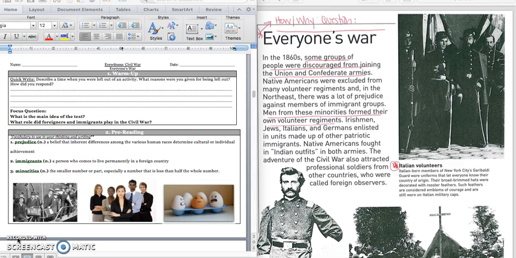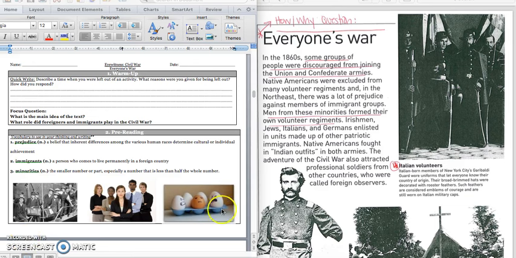the focus question. Today we want to know what is the main idea of the text and what role did foreigners and immigrants play in the Civil War. Our vocabulary words for today are prejudice, and that is the belief that you are better than someone because of your race or your achievements.